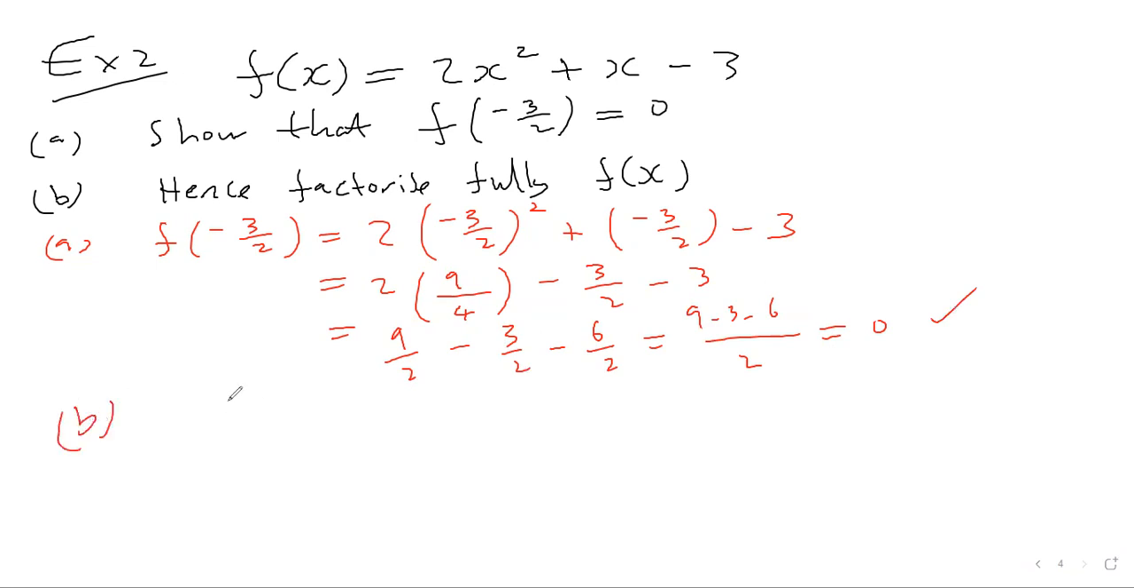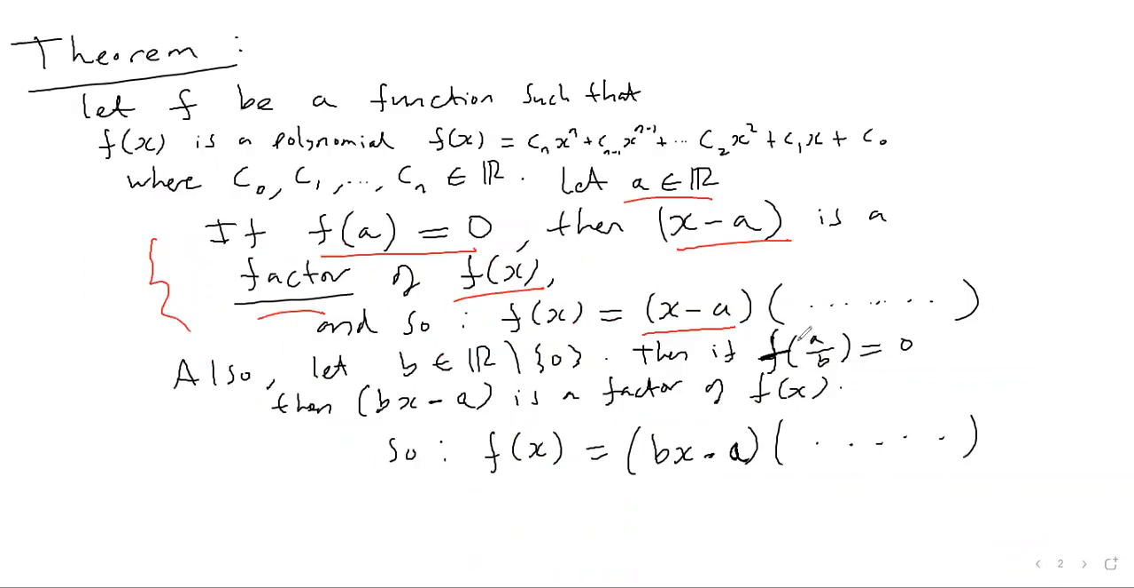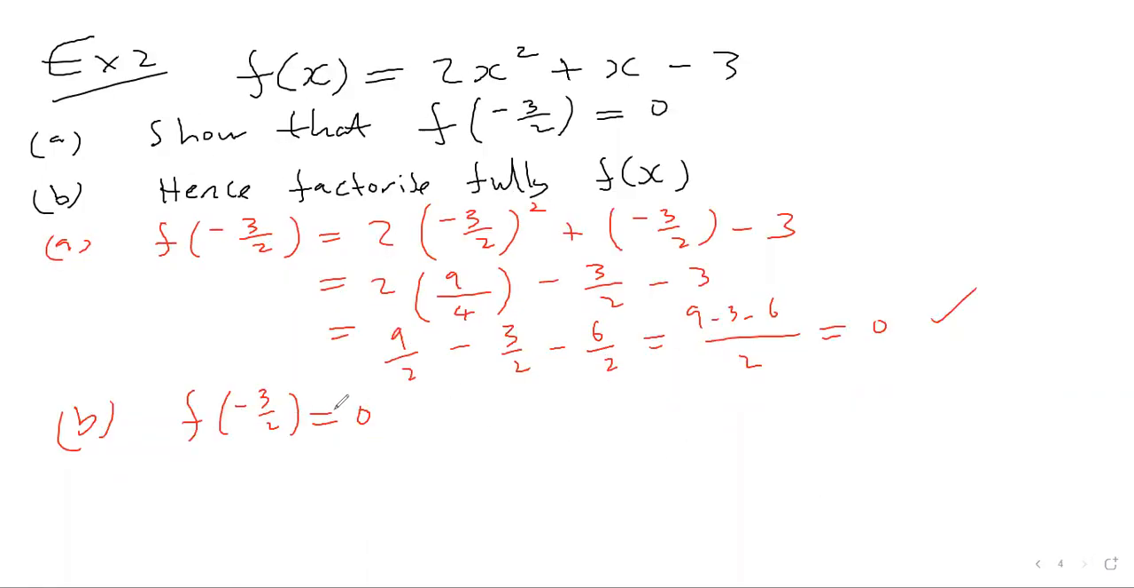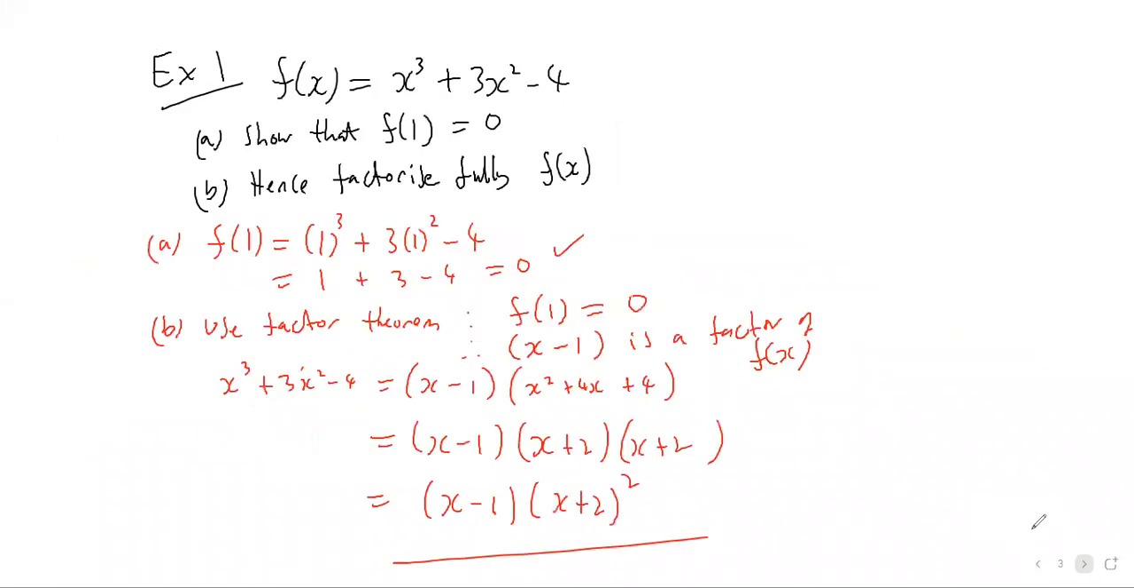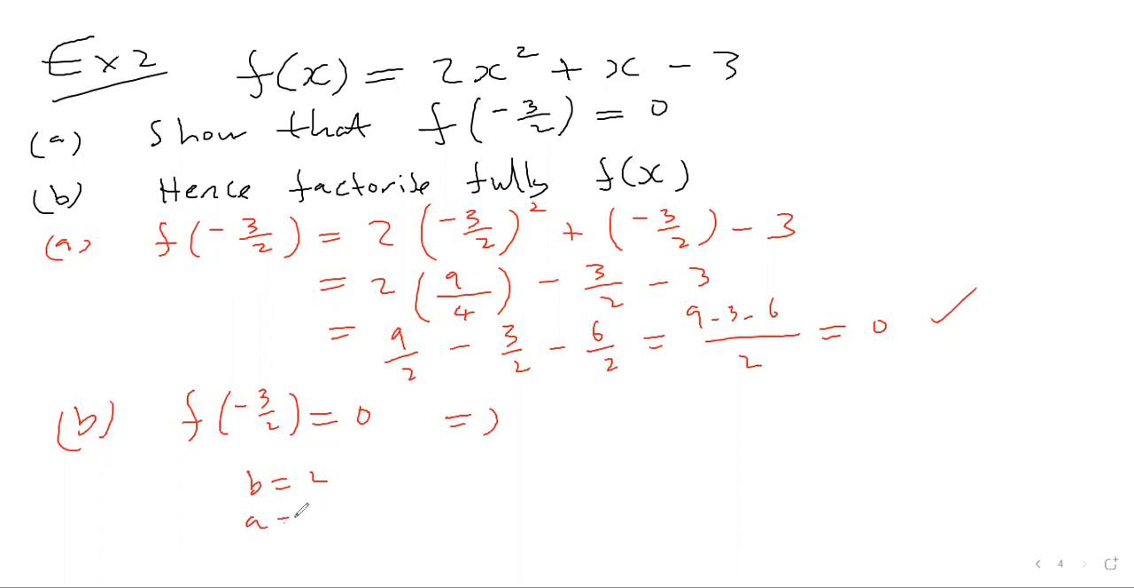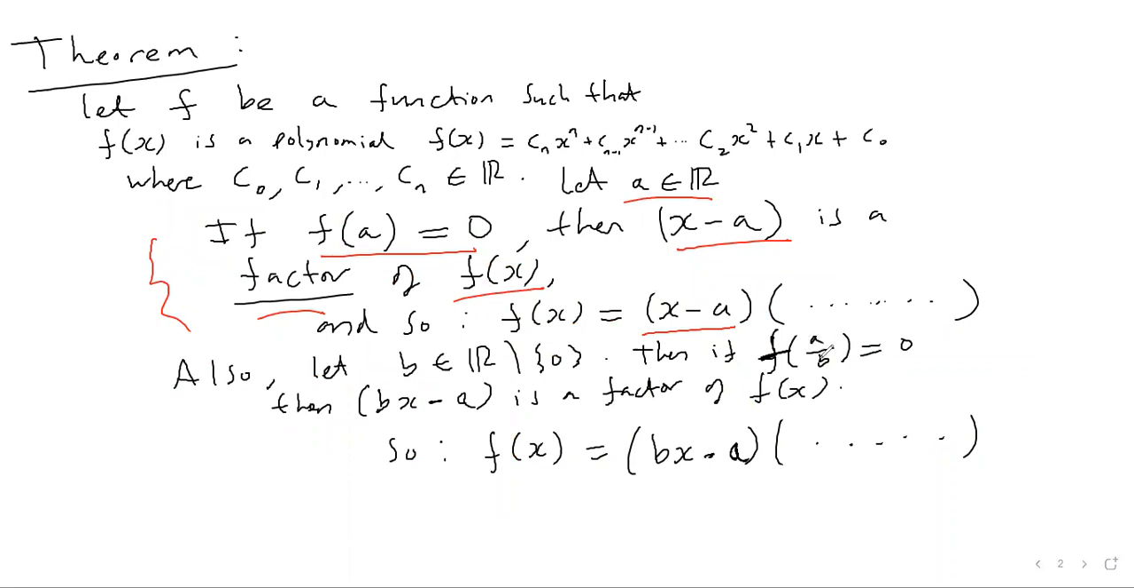And with part B, now we want to factorize it. So we know that f of minus 3 over 2 equals 0, so now we need to use the factor theorem. Going back to our factor theorem, if f of a over b equals 0, then bx minus a is a factor. In this case, our b value would be the bottom number, which is the 2, and our a value would be the top number, minus 3. So remember, if f of a over b equals 0, then bx minus a is a factor.